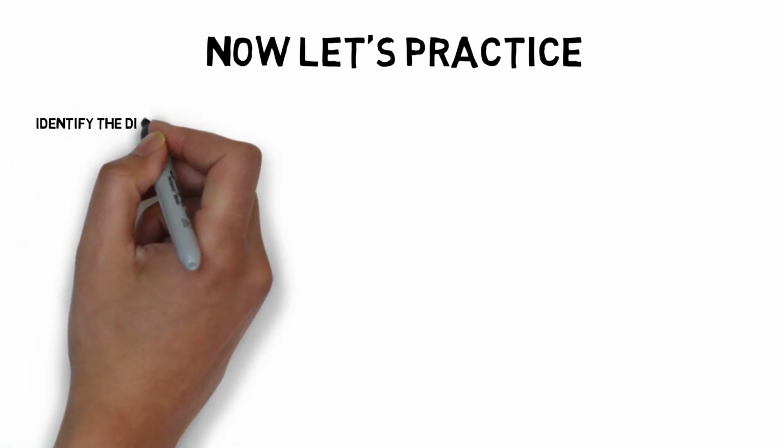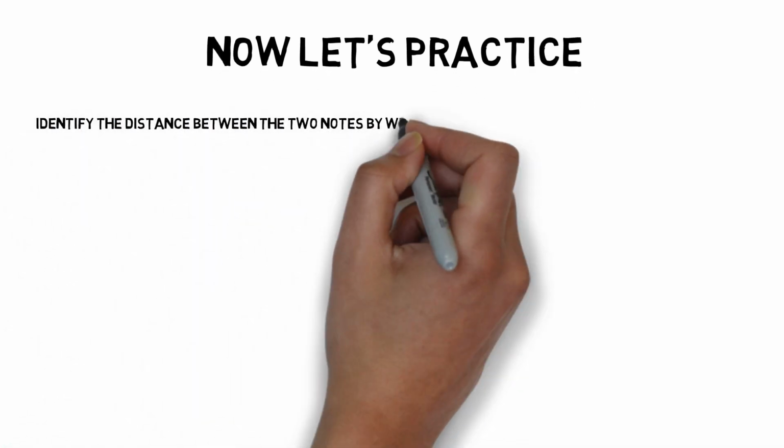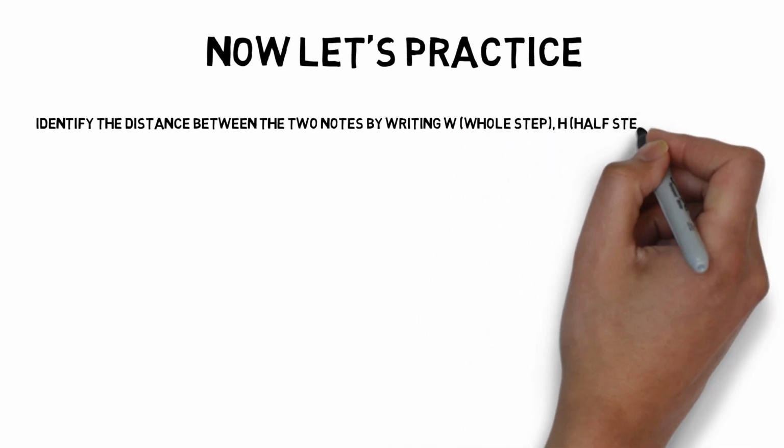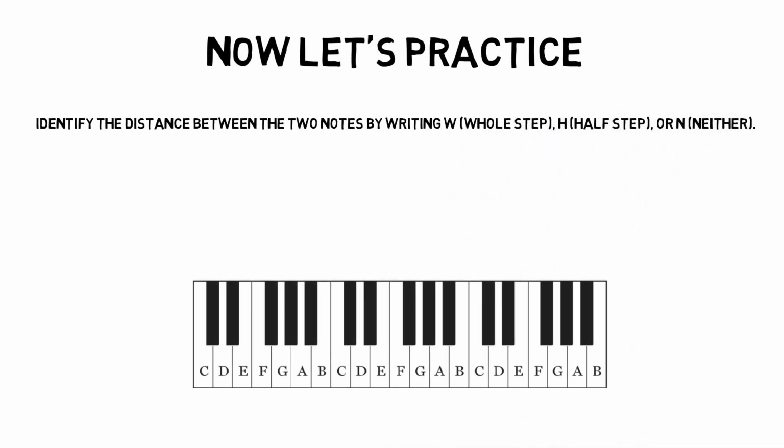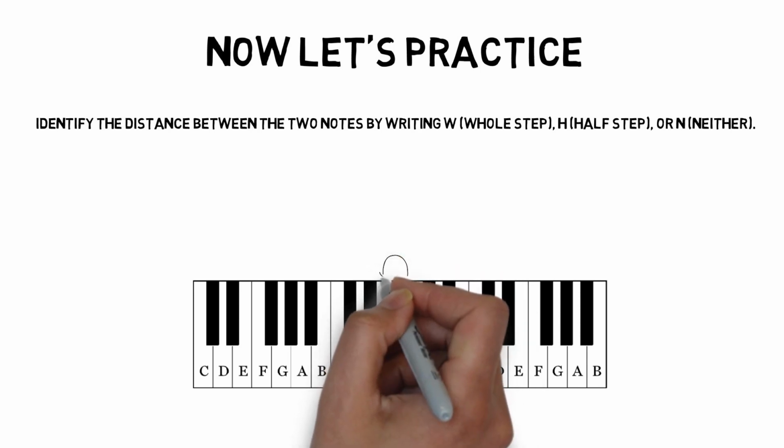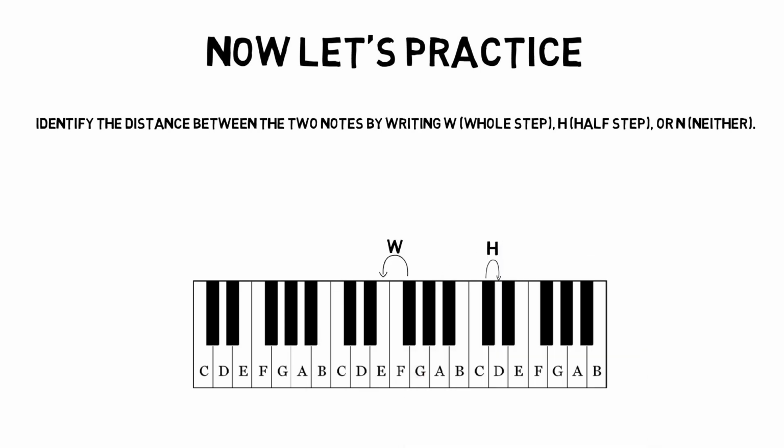Now let's practice. Identify the distance between the two notes by writing W, whole step, H, half step, or N, neither. F sharp to E is whole step. C sharp to D is half step. B flat to A flat is whole step. C to B flat is whole step. E to F is half step. F to G is whole step. B sharp to C is neither. D flat to E flat is whole step.